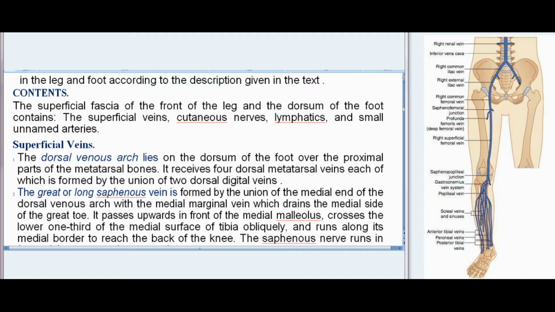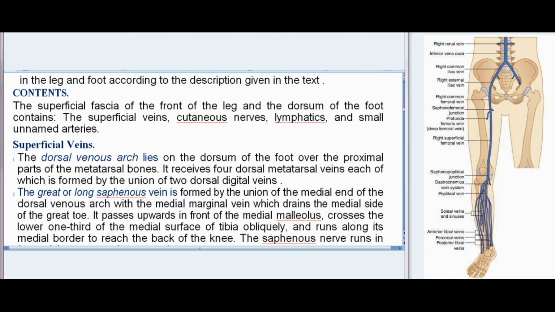Contents. The superficial fascia of the front of the leg and the dorsum of the foot contains the superficial veins, cutaneous nerves, lymphatics, and small unnamed arteries. Superficial veins. 1. The dorsal venous arch lies on the dorsum of the foot over the proximal parts of the metatarsal bones. It receives 4 dorsal metatarsal veins, each of which is formed by the union of 2 dorsal digital veins. 2. The great or long saphenous vein is formed by the union of the medial end of the dorsal venous arch with the medial marginal vein, which drains the medial side of the great toe.